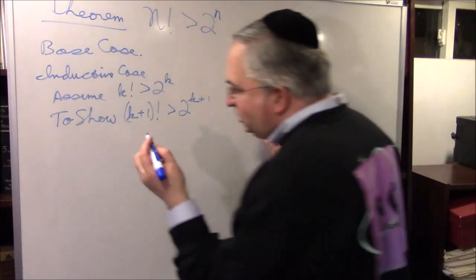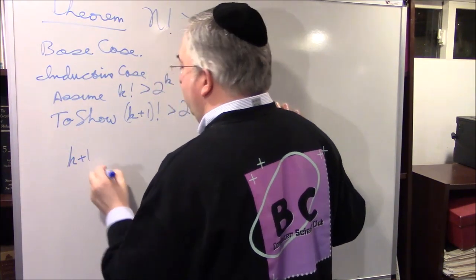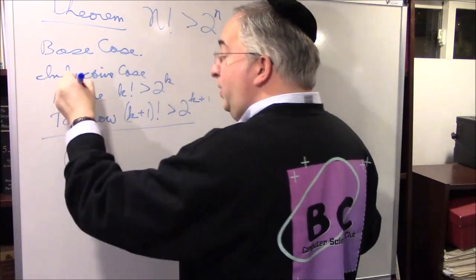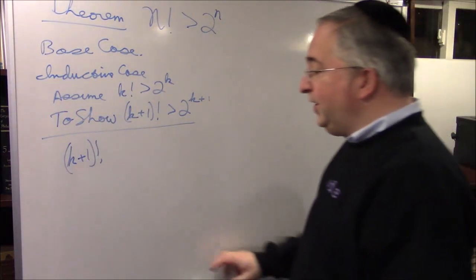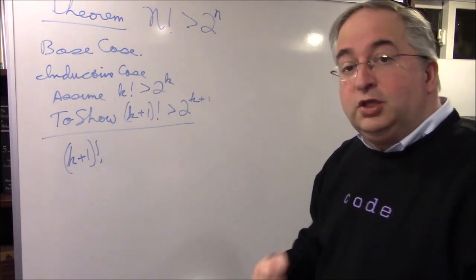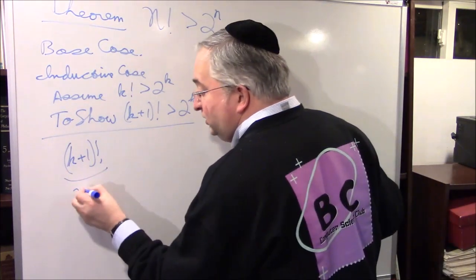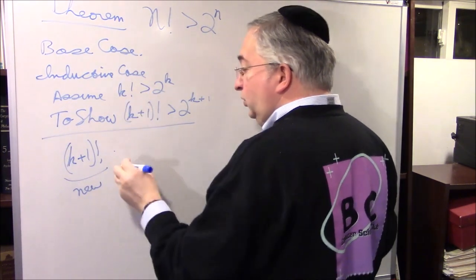Okay, so let's look for a second at what k plus 1 factorial looks like. So that's it, I finished. I told you what I'm assuming, I told you what I want to show, and now we have to actually do it. So what's k plus 1 factorial? Again, my goal in life is always to write the new in terms of the old. So this is the new, this is the k plus 1. I want to write it in terms of the old. Well, that's the old. So let's do that.